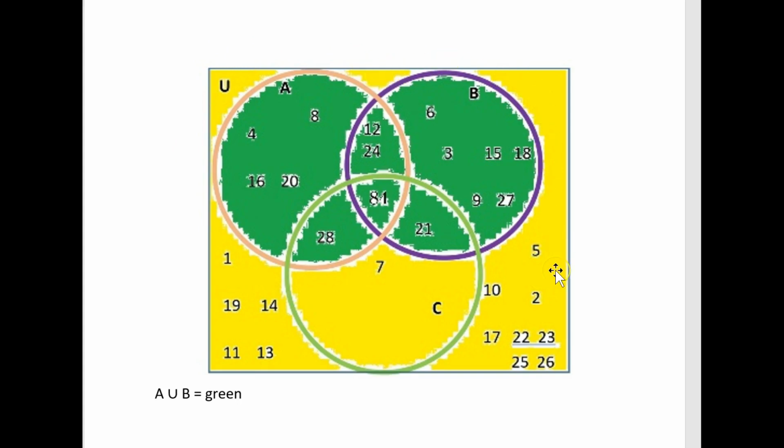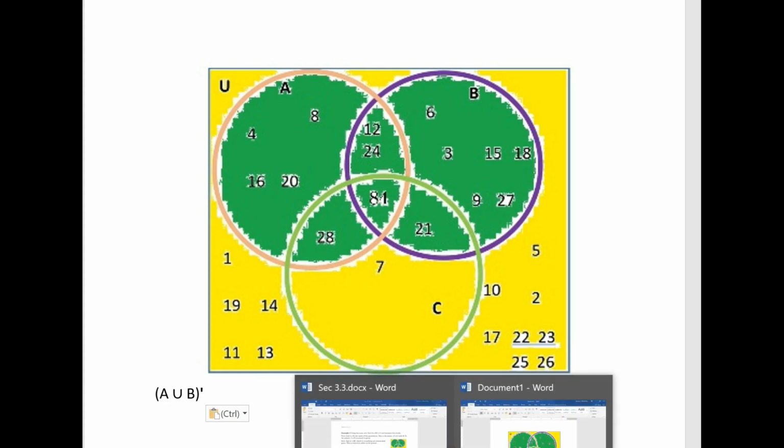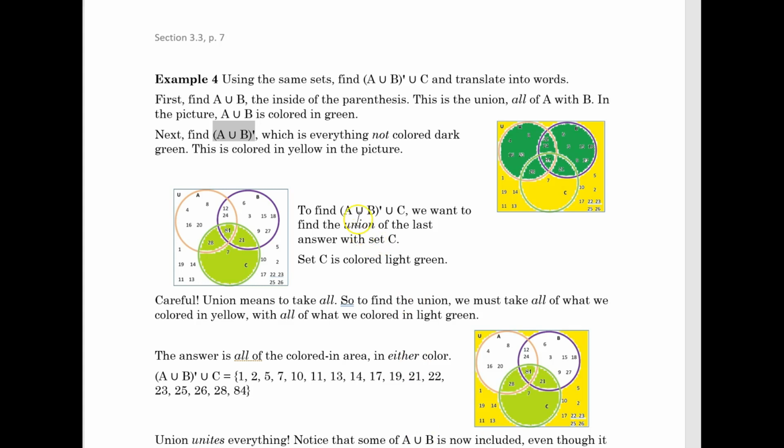See if you can imagine, okay, if this is A union B here, then what's this stuff out here, outside of them? So outside of both circles is A union B complement. It's everything that's not in A union B. It's the yellow colored part. And we're going to use that idea in our next part of the textbook.